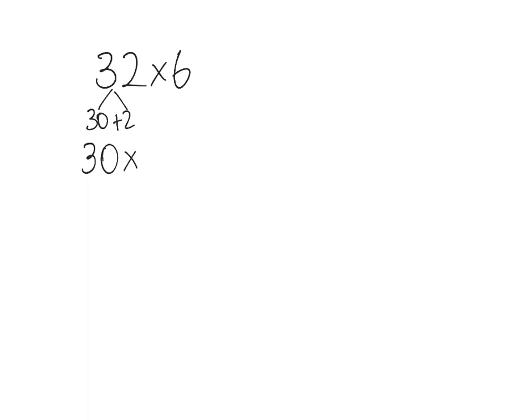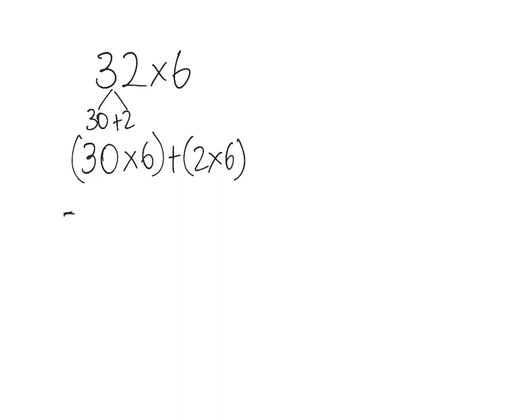Let's do 30... Oh, I'm still in my highlighter mode. Let's rub that out. Silly Mr. Hubel. Let's do 32 times 6. So that gives us 30 plus 2. So that's 30 times 6 plus 2 times 6.